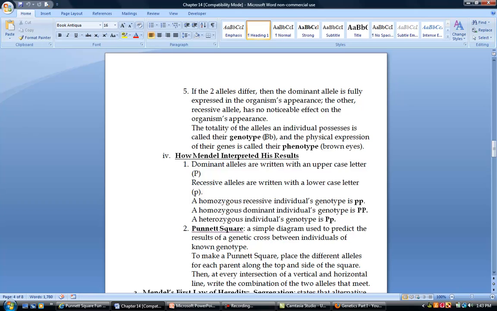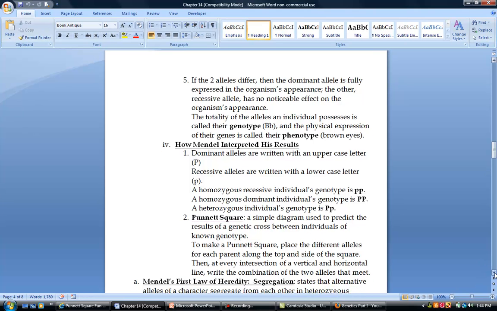Now, we're going to be talking about the genes that something has and also what they look like physically. So if we're talking about the genes that an organism has, that's called the genotype, and that would actually be what alleles that organism has. The way that it physically looks is called the phenotype. Okay, so in this example, I've got the genotype being big B, little b, which means the phenotype would be brown eyes because brown is dominant over blue. All right, we're going to review that in just a second.